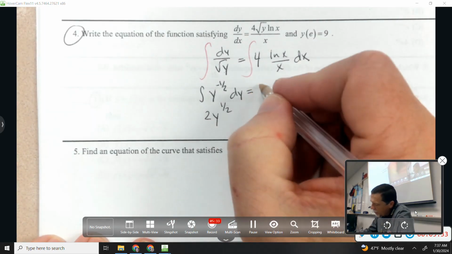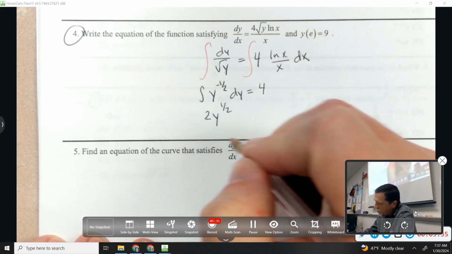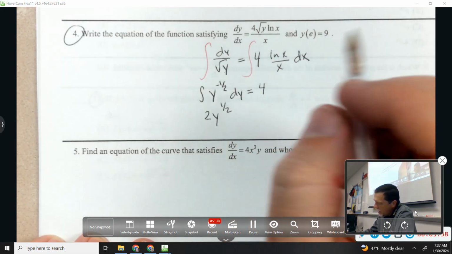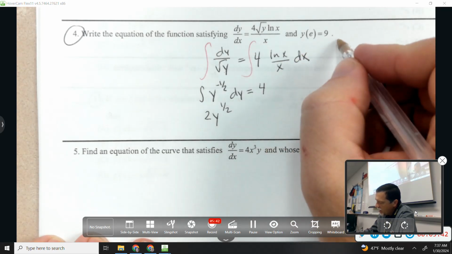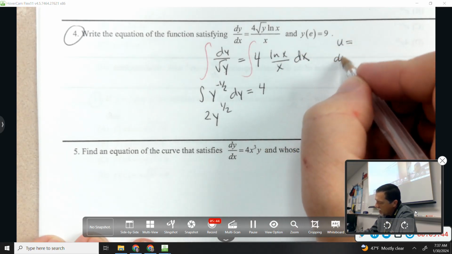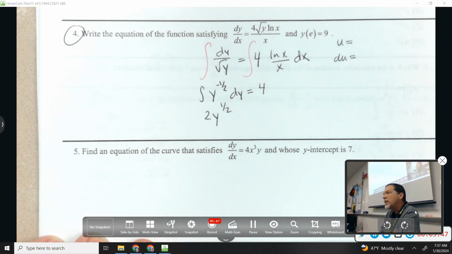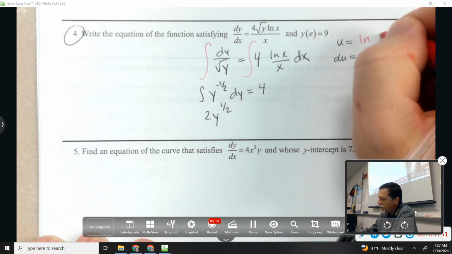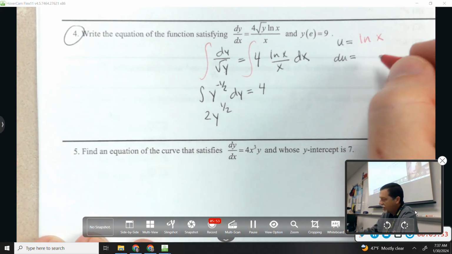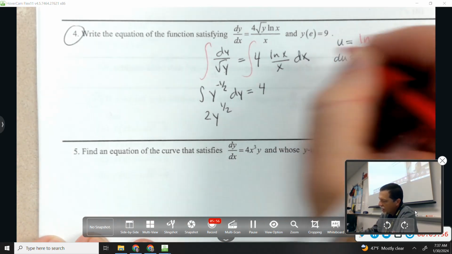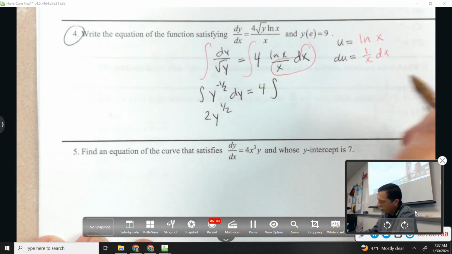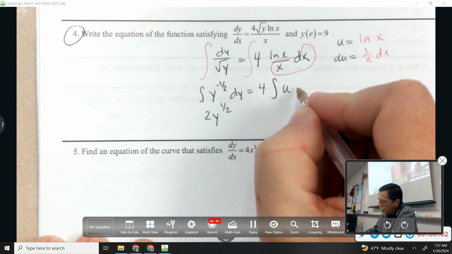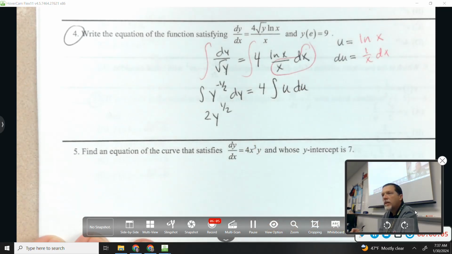All right, on the other side, I think I'll just stick the 4 out front. And then that's not something I recognize, but it's something I kind of recognize. What could u be so that du shows up? Because if u is natural log of x, what's du? 1 over x dx. So again, move the 4 out front just to get it out of the way. So I've got u du.